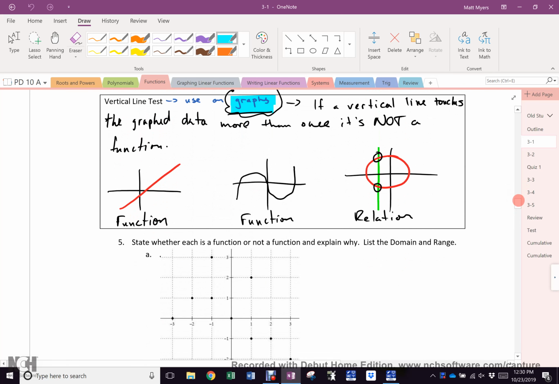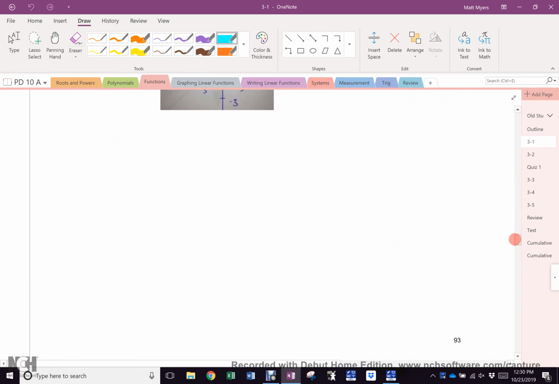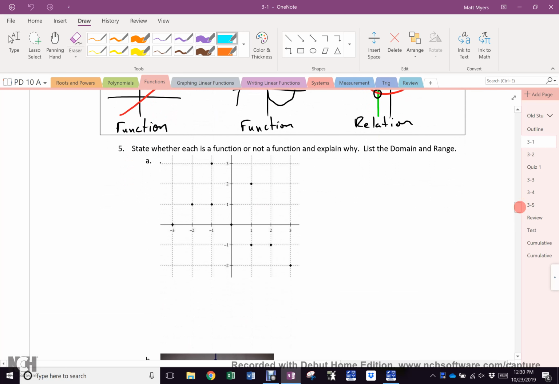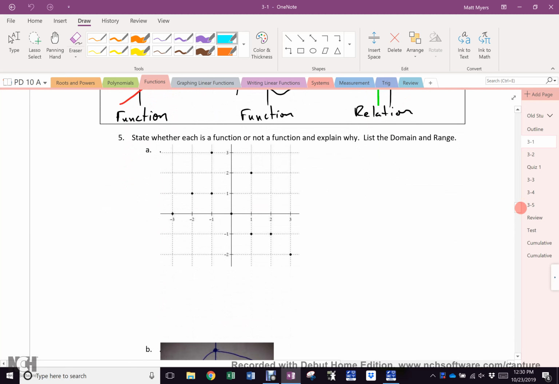I left you at the vertical line test, which only works for what kind of situation? Graphs. What are the next 3 things you see in your book? Graphs. I lie. I'm the worst kind of liar. There's 4 of them. Does that mean we can use the vertical line test? Let us use it then.